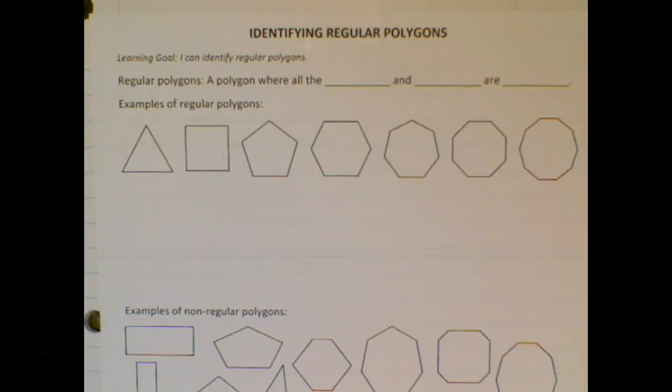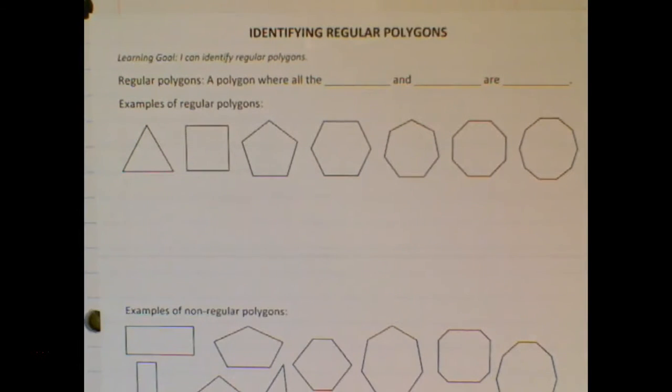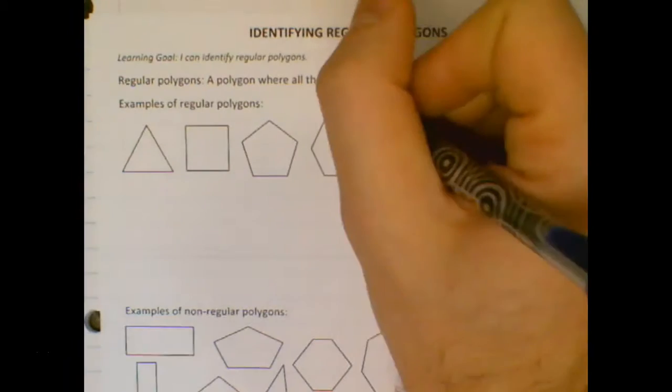Alright, let's talk identifying regular polygons. To get us started, remember a polygon is a figure that has at least three sides. All of the sides are straight lines and it's enclosed, so it closes back off just like this one comes back together, all that.